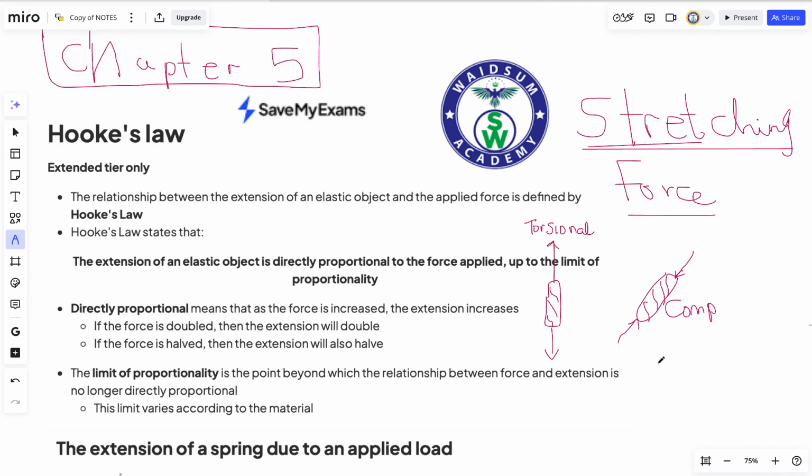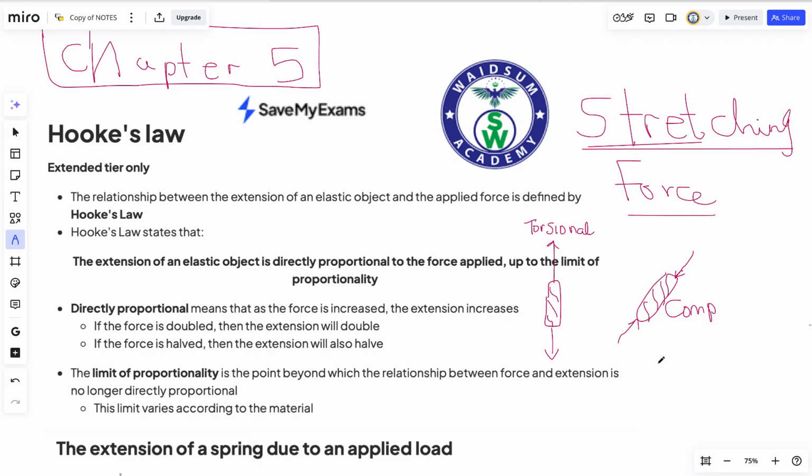Is that okay? Now this is the first thing we know, and these objects can deform when they go beyond the limit of their proportionality. What do we mean by limit of proportionality? They can deform when they go beyond the limit of elasticity. Everything that is elastic has a limit upon which you can stretch it. If we go beyond the limit of its elasticity, the object will deform, meaning we no longer obey Hooke's law.